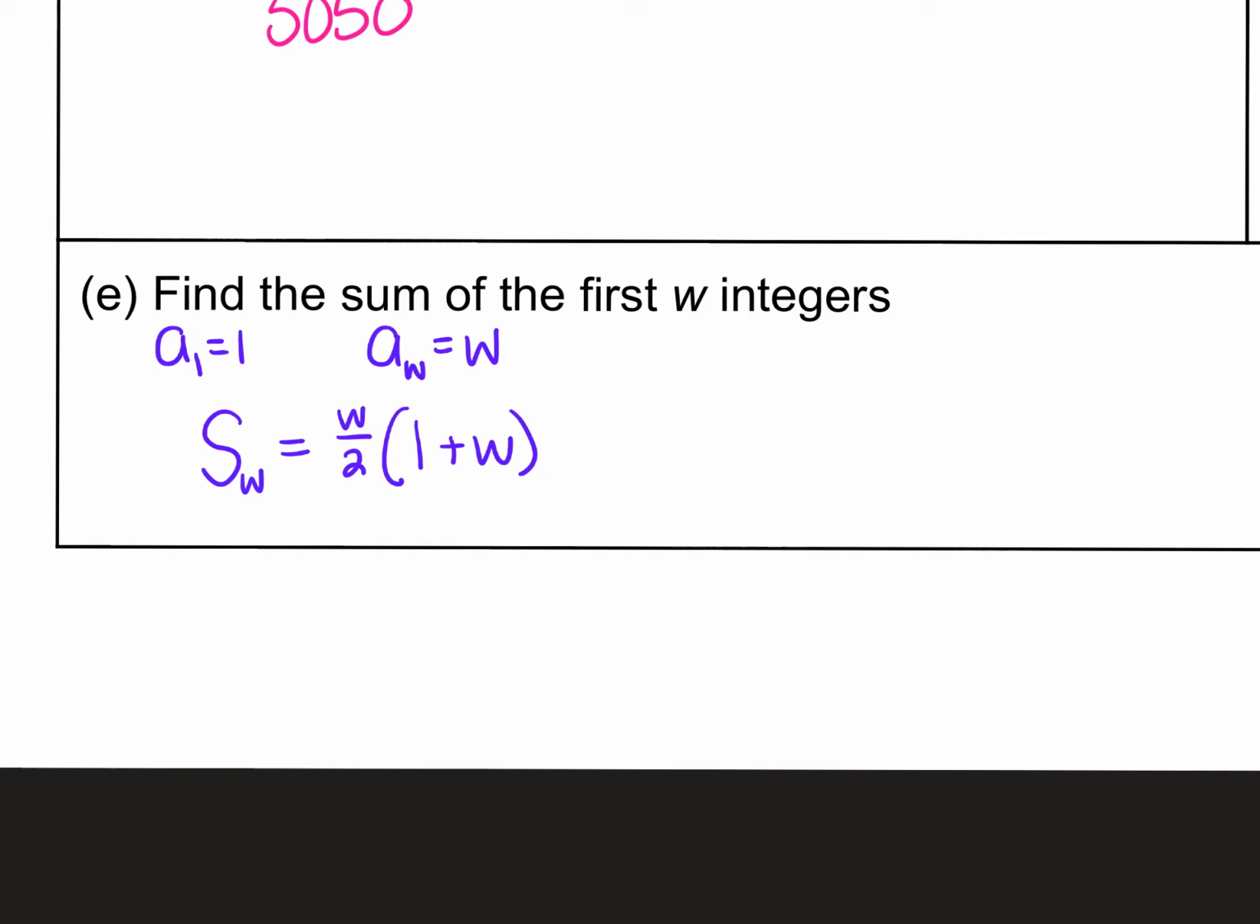Now we could multiply that out. I don't think we need to. I think it's fine just as is, but it's sort of interesting that this formula can be applied across the board when we're talking about just the sequence of integers.